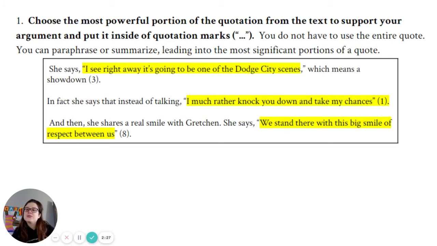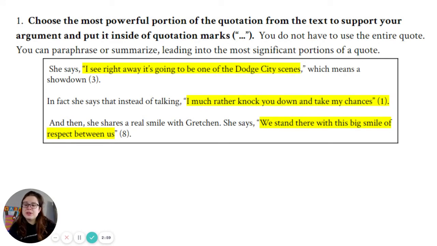Okay, so the first step is to make sure that you are choosing the most important part of a quote. Now, maybe I think this entire page is important. However, I want to pick just a section that I think really is the most important part. I can always summarize what's happened up to that point, but I don't want to type a whole page directly from the text. I want to pick just the most important part.